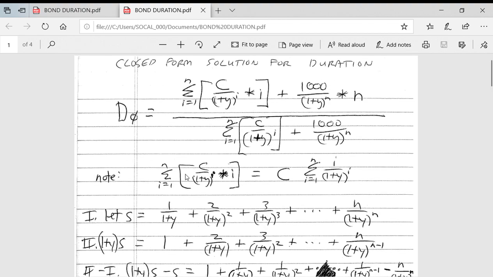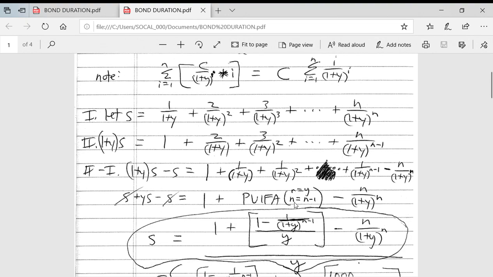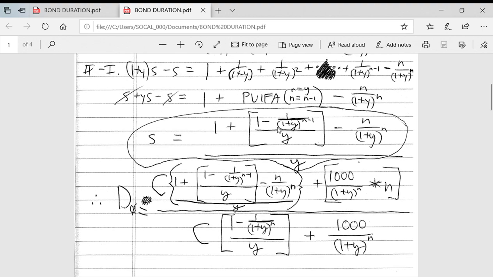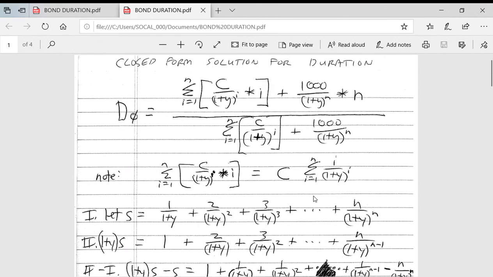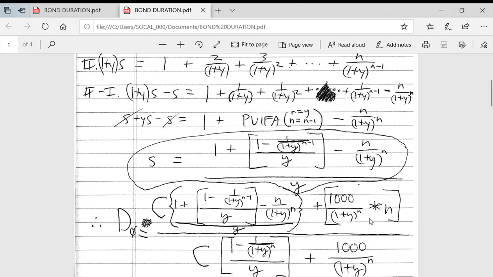Duration is c, that c that's been moved out. You see it here also. That's c times this sum, which we just showed is equal to what we have shown here: 1 plus, then 1 minus 1 over 1 plus y to the n minus 1 over y, minus n over 1 plus y to the n. There we go. Plus this last term up here. Okay. Plus 1,000 divided by 1 plus y to the n times n.